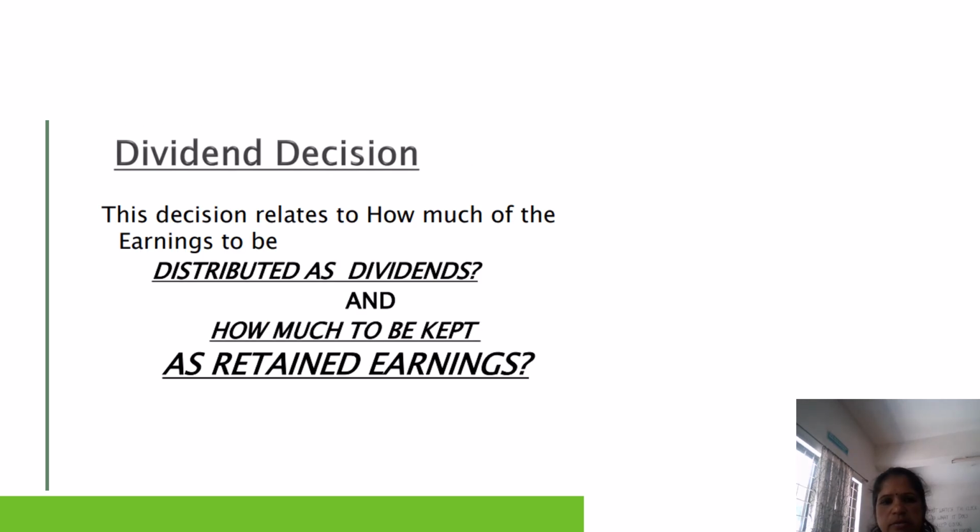Next, the financial decision. Under the dividend decision, it relates to how much of the earnings goes to the distribution of dividend and how much is kept as retained earnings. Under this, you have many ratios like liquidity ratio, profitability ratio, current ratio, return on investment, earnings per share, then earnings before interest and tax, and under tax you have many methods. Under this you have direct and indirect tax, and under direct tax, gift tax and so on, many are there. So it all comes under the dividend decision.